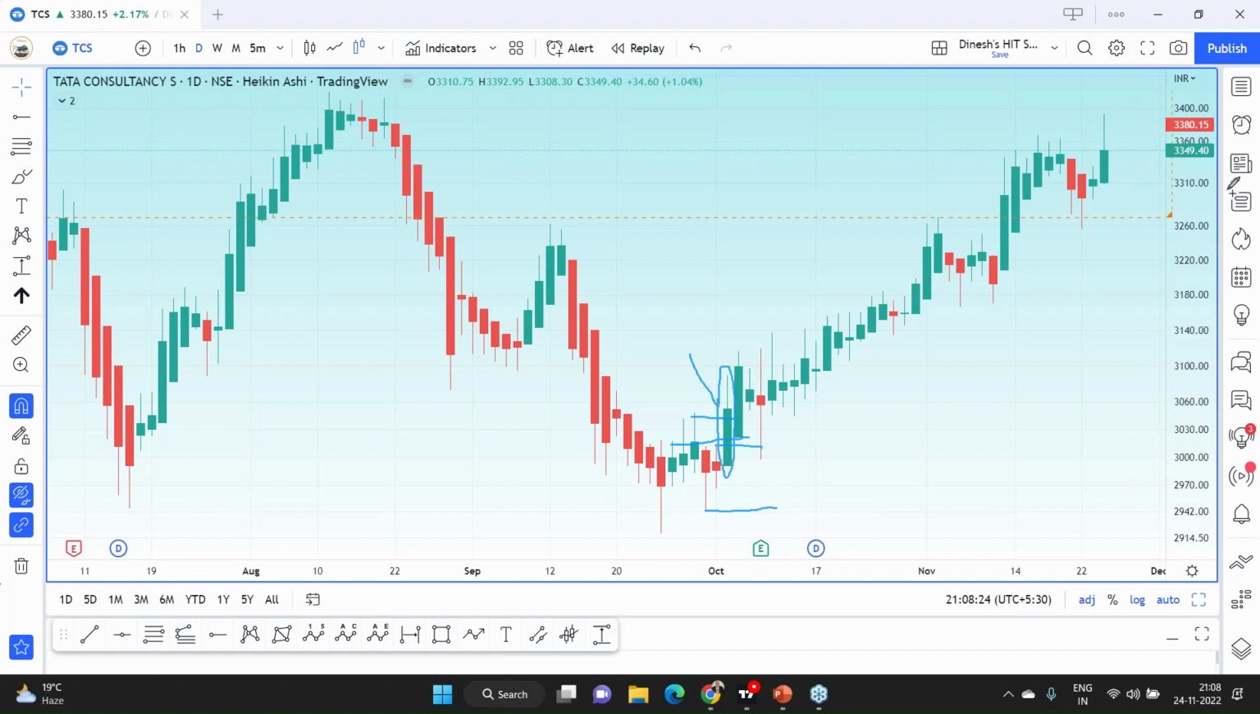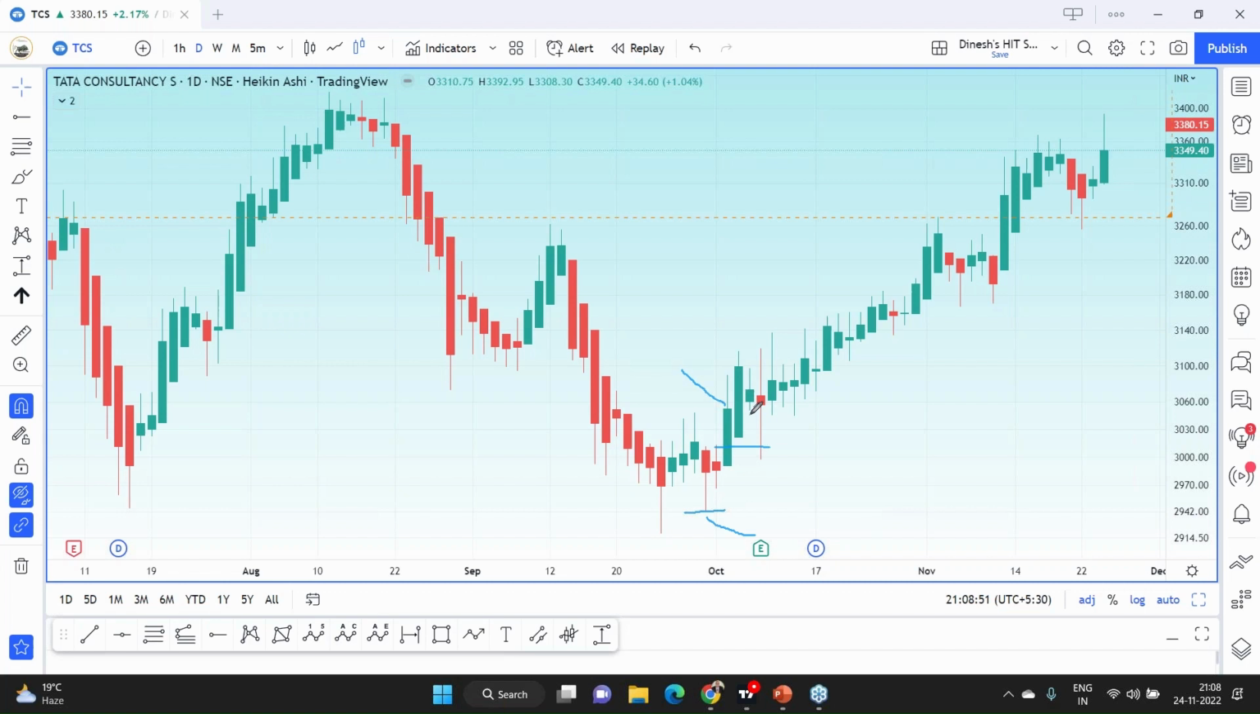Just one second, let me rub these out. So here, because there's a change of color, red again, doji, entry above this. This is the entry confirmation. I'm long, this is my stop loss, not this. This is too close a stop loss, so I'll use this as my stop loss.